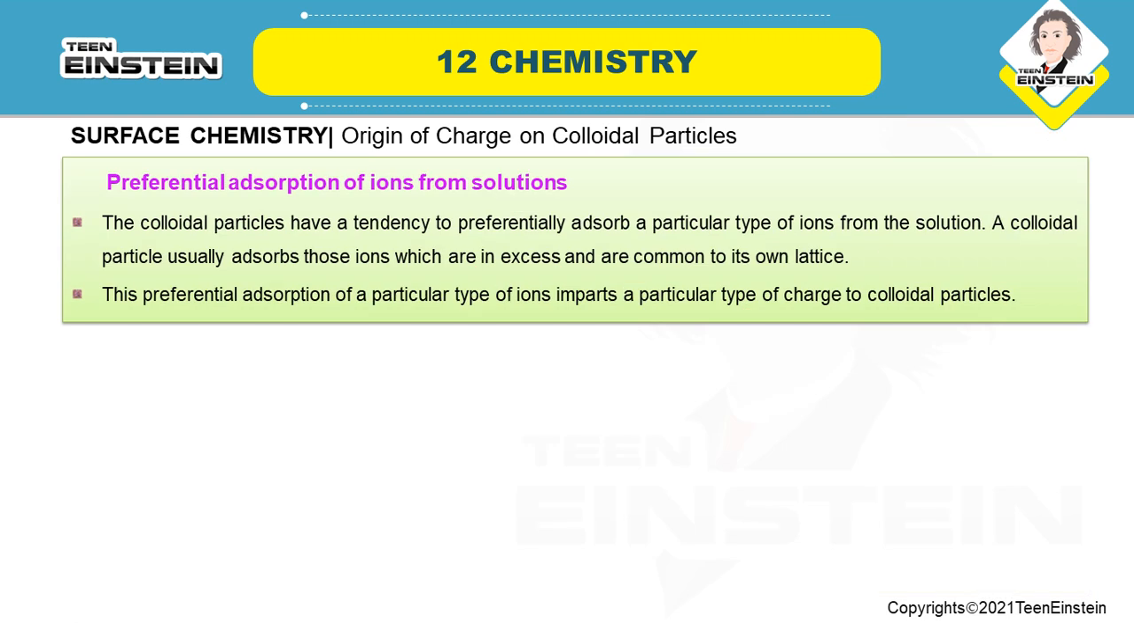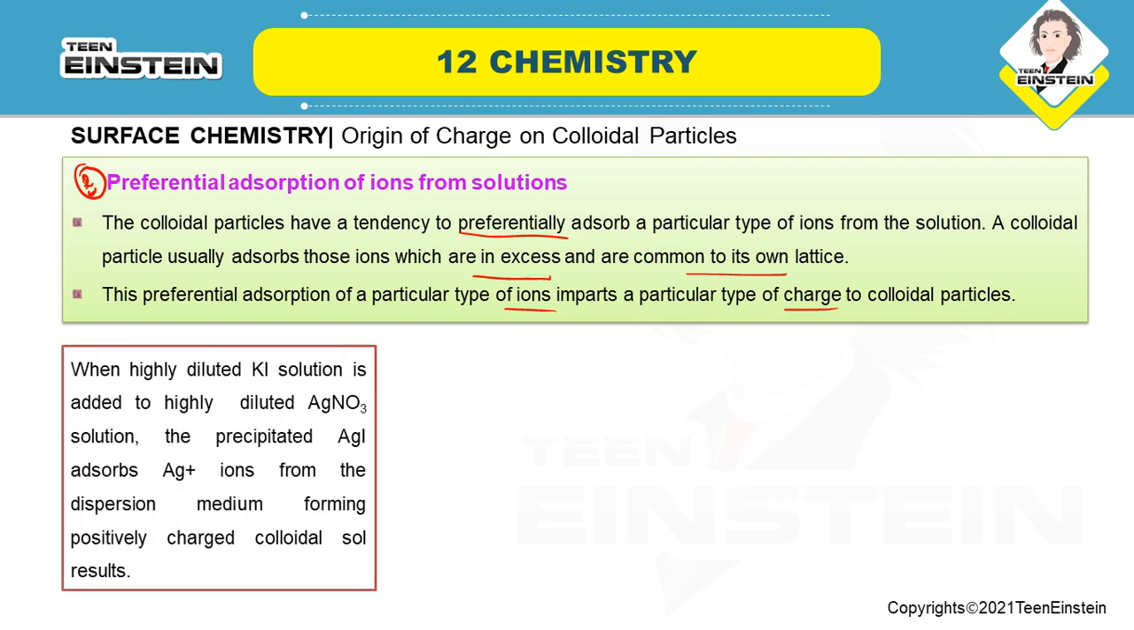The third possibility is preferential adsorption of ions from solution. Colloidal particles have a tendency to preferentially adsorb a particular type of ion from the solution. They will adsorb those ions which are present in excess and also common to their own lattice. We will take examples, then it will be clear. This preferential adsorption of a particular type of ion imparts a particular type of charge to colloidal particles. If positively charged ions from the solution are adsorbed on the colloidal particle surface, it will be a positively charged colloidal particle, and vice versa.